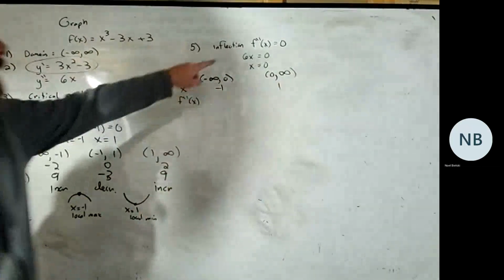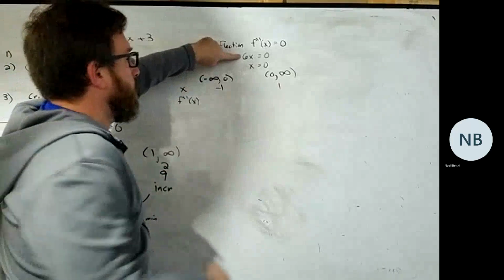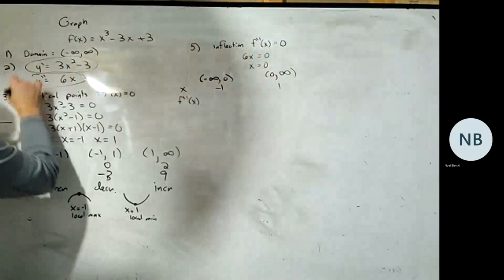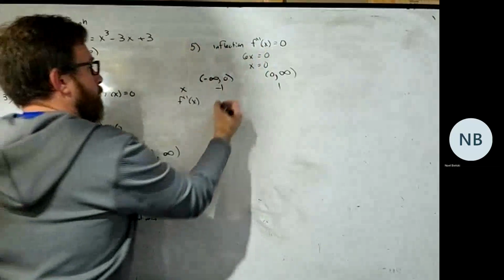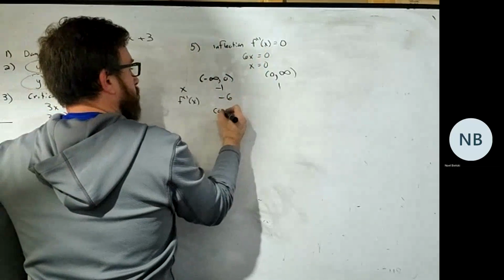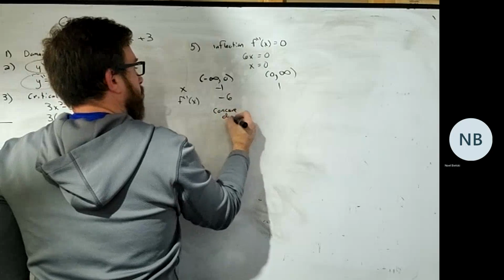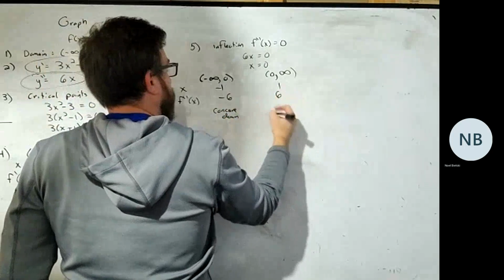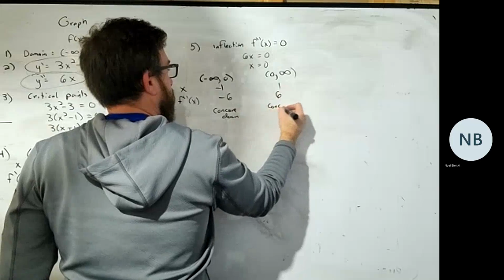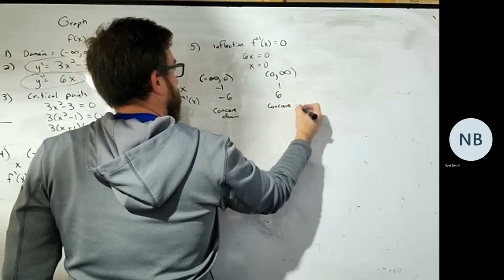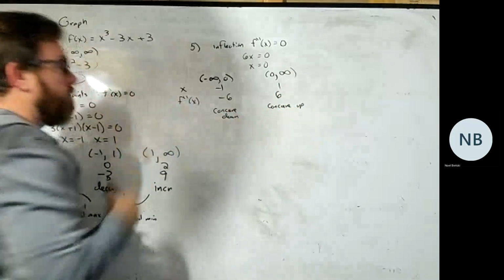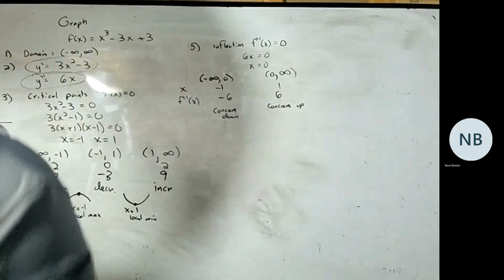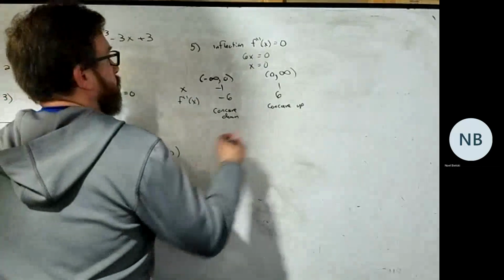Remember that we're plugging them into the second derivative, 6x. So 6 times -1 is -6, which means this is going to be concave down. Plugging 1 into 6x gives +6, and positive means concave up.